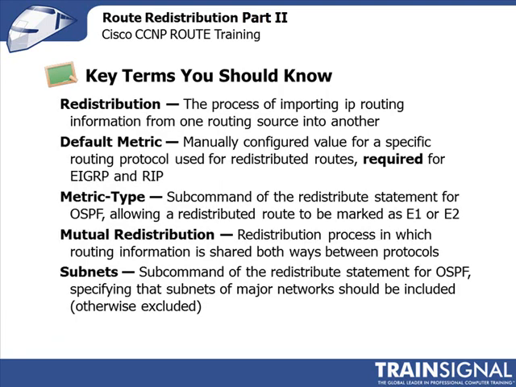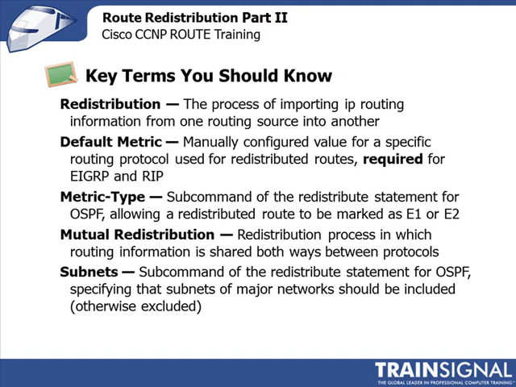So just some key terms. Redistribution, again, is the process of importing IP routing information from one routing source into another. A default metric is a manually configured value for a specific routing protocol used for redistributed routes, and it is required if you're using EIGRP or RIP.